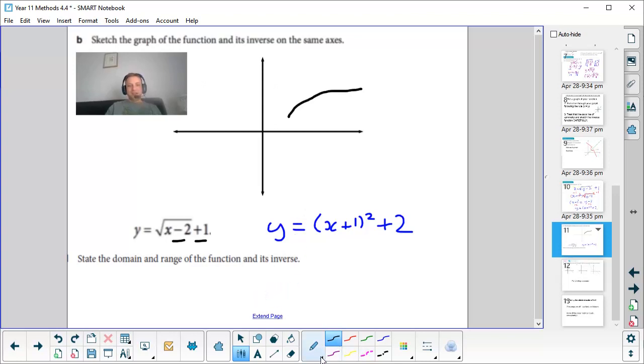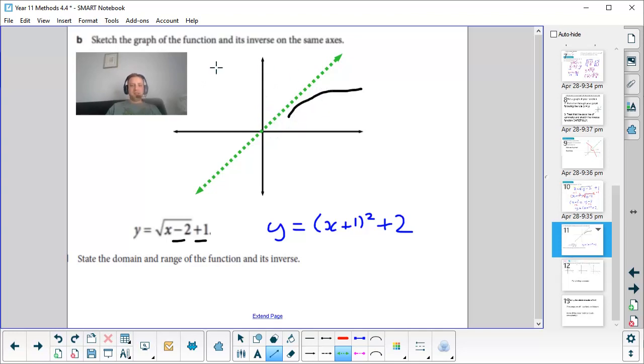The next thing we're going to need to have, if we're going to sketch the inverse, is our line of symmetry, or our mirror line. So we'll just put that through here. And then we just have to make sure this is mirrored over here.